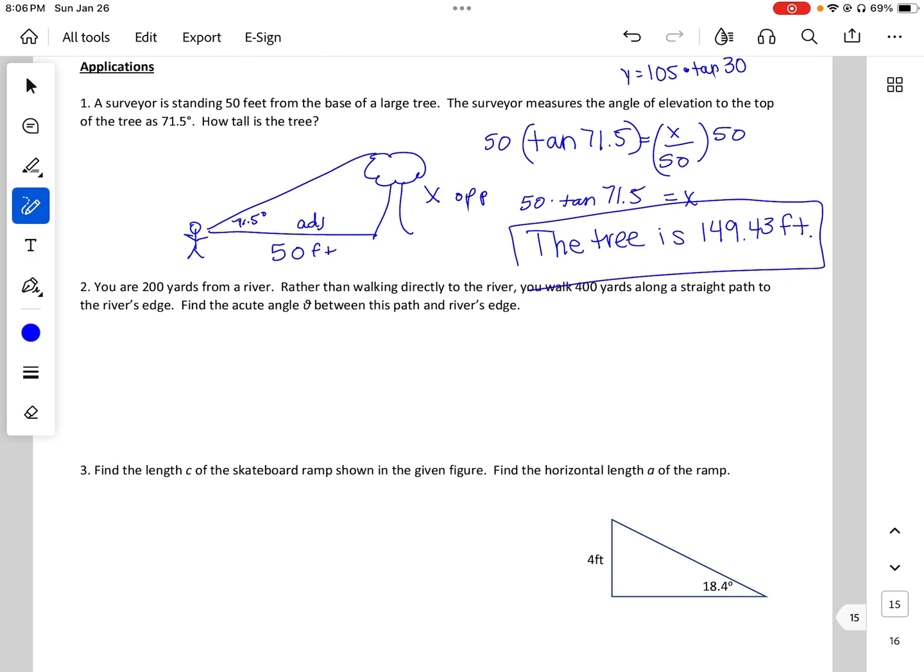Okay, let's look at the next one. You are 200 yards from a river. Rather than walking directly to the river... Okay, so here's our river. Here's me. We are 200 yards from the river. 200. Okay. Rather than walking directly to the river, you're going to walk 400 yards in a straight path.